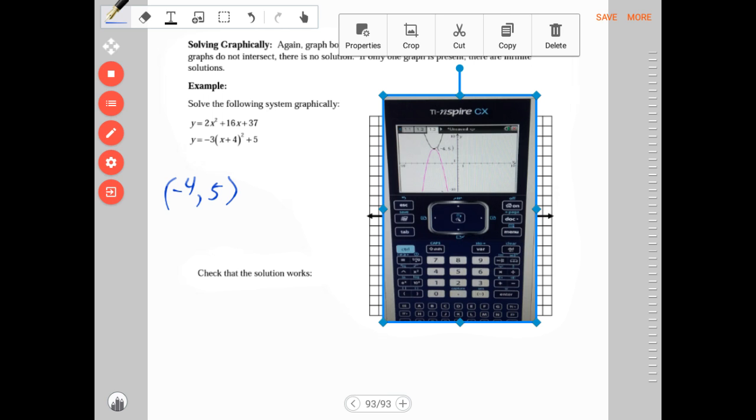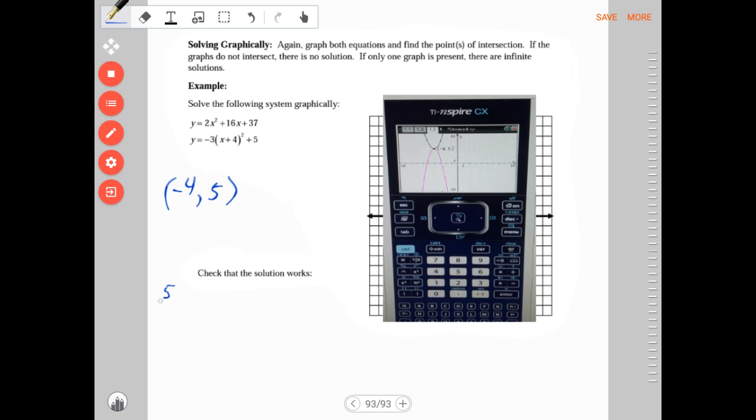The answer is at negative 4, 5, and then we want to check to see if the solution works. So 5 equals 2 times negative 4 squared plus 16 times negative 4 plus 37. Type that in on your calculator, and 5 equals 5. And then for the other equation, 5 equals negative 3 times negative 4 plus 4 squared plus 5. This whole part works out to 0, so then 5 equals 5, and it works.